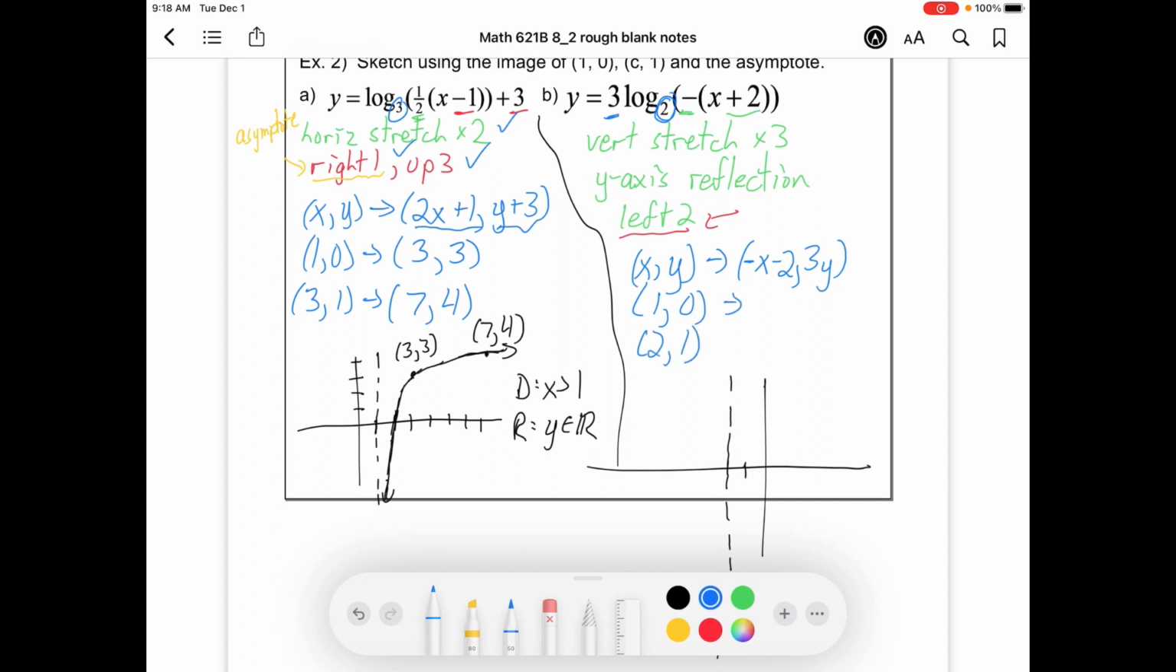And I just plug in. Negative 1 minus 2 is negative 3. 3 times 0 is 0. Next one. Negative 2 minus 2 is negative 4, and then 3 times 1 is 3. Now I have a few points. Let me plot them. Okay, there's negative 3, 0. Here's negative 4, 3.